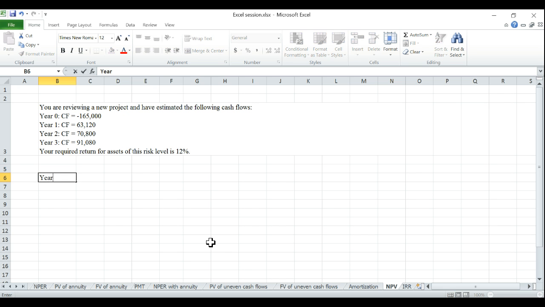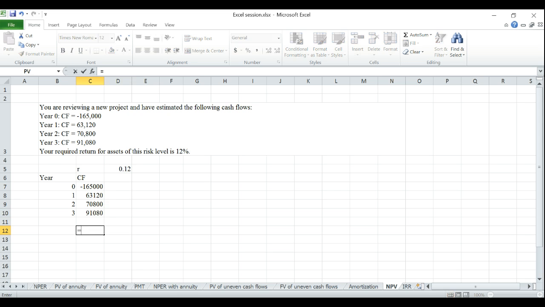Again, we can set it up. What is the year? What is the cash flow for that year? And let's say my R is somewhere here. Okay, so we have year 0, 1, 2, and 3. In year 0, we will be spending $165,000. We will get these cash flows in the next 3 years, and we are trying to find out the net present value.